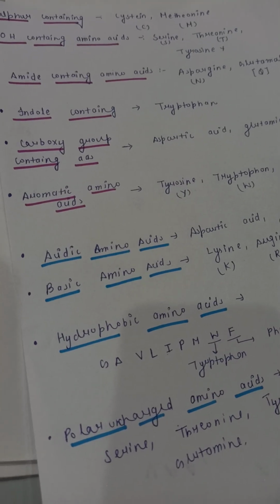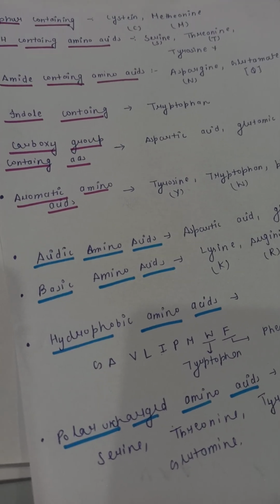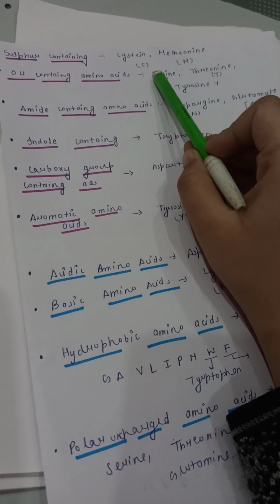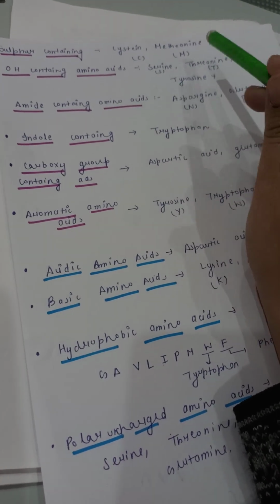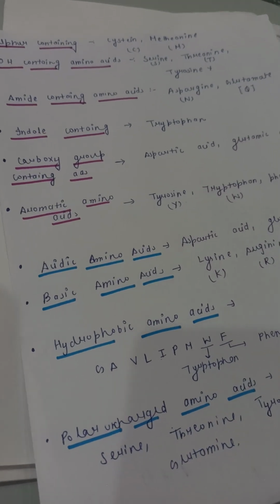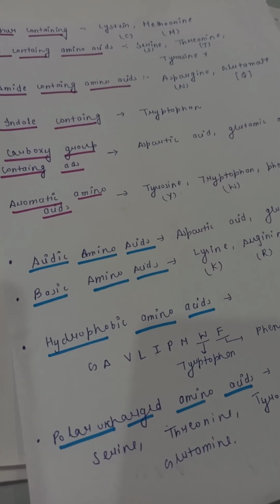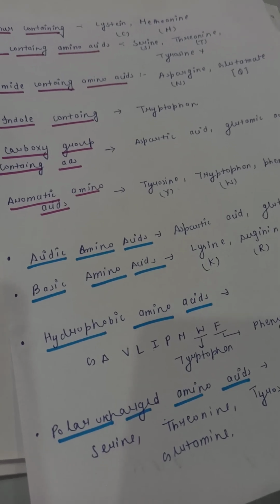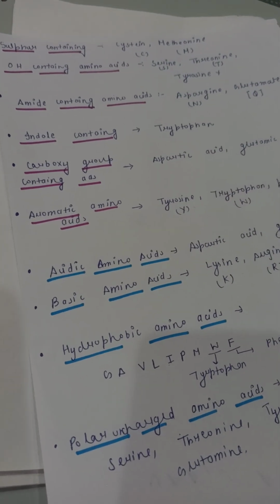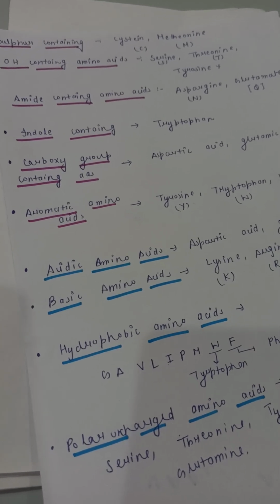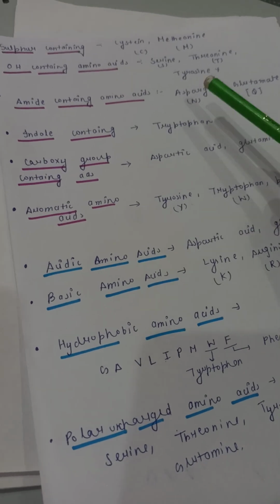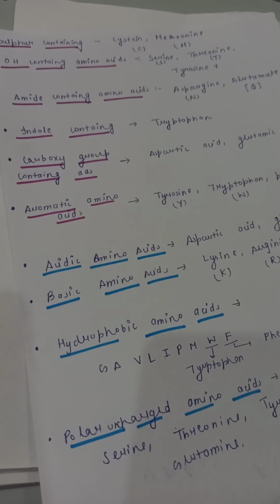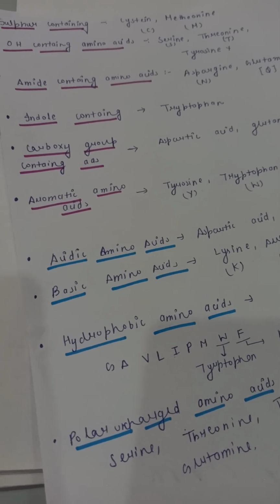There are some amino acids which are sulfur containing, and examples of sulfur containing amino acids are cysteine and methionine. The hydroxyl containing amino acids are serine, threonine, tyrosine. You have to learn these names because they come up in almost every competition exam. The hydroxyl group containing amino acids are very important, which means OH containing amino acids are serine, threonine, tyrosine. You also have to know that the hydroxyl containing amino acids are very susceptible to phosphorylation.